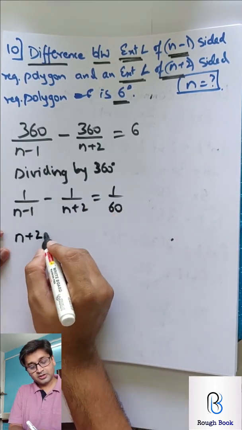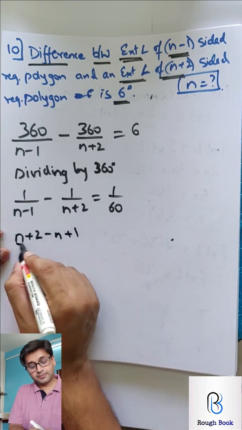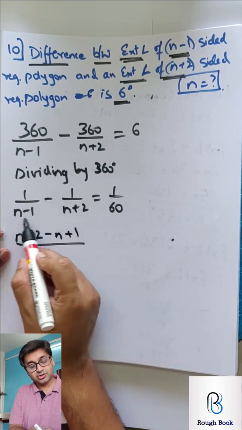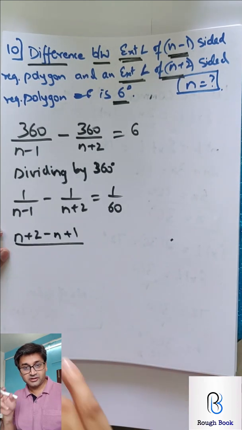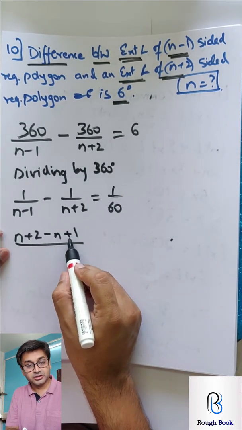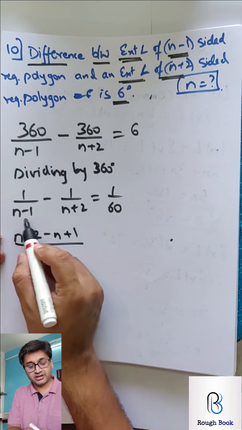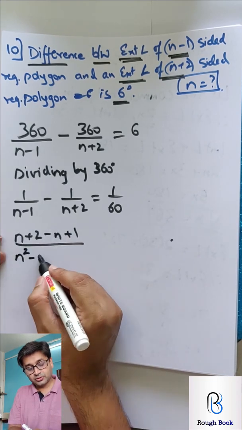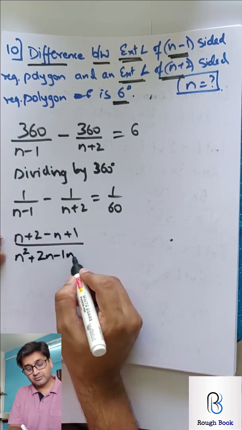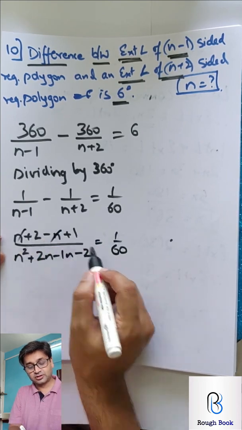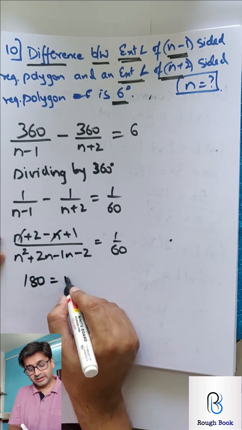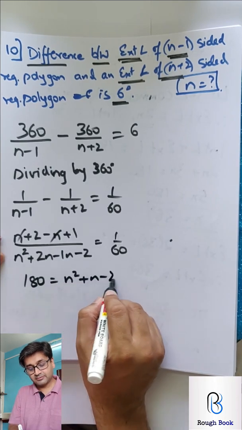Cross multiply. So n plus 2 minus n plus 1. Don't forget that this minus should affect both. This is where, if you have gone wrong at the end of the answer and you come back, you must have gone wrong here. You must have missed this minus. Check it. Multiply. So n square plus 2n minus 1, minus 2. 1 by 60 gets cancelled. So 3 into 60, so 180. n square plus n minus 2.